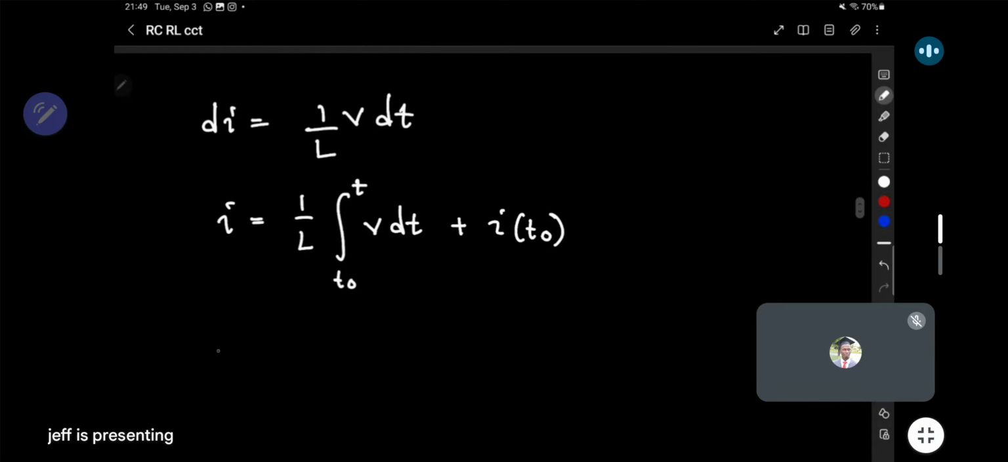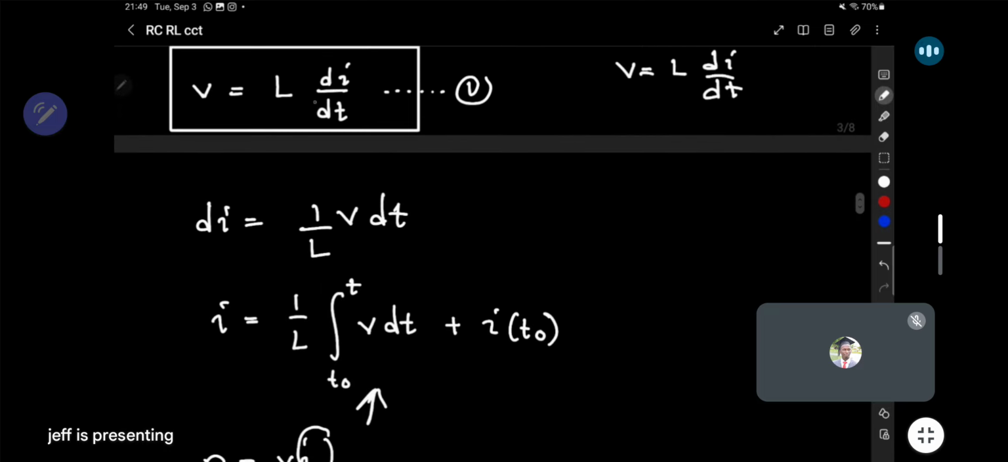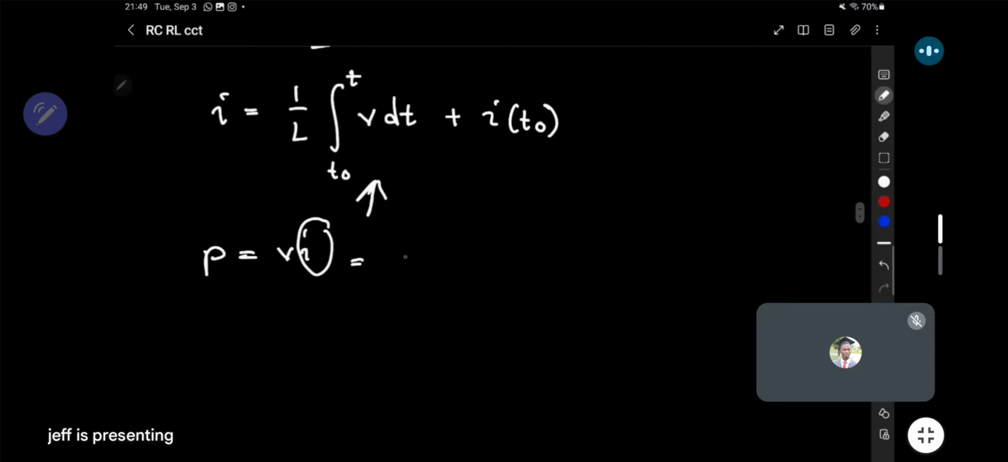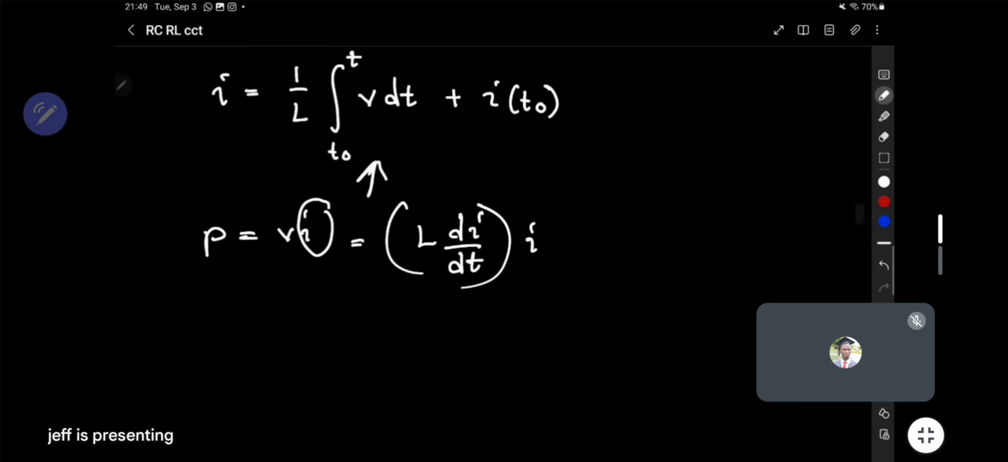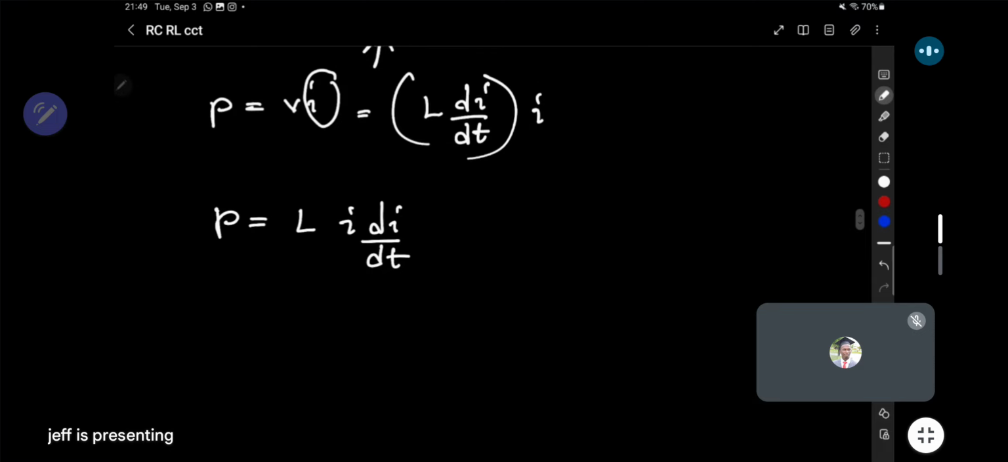In the same way, we can get power. Power is VI. And from power, we're not going to substitute I, because look at how weird I looks. So the one we'll be plugging in here will be V. V was L di dt. So it will be L di dt as V, then multiplying I. So you see that power becomes equal to L I di dt. That becomes the expression for power.